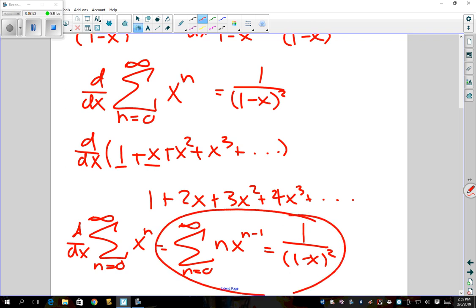So we can take derivatives, we can take integrals, and we can do it term by term, or we can just look at the series as a whole and take the derivative of whatever power series we're looking at.